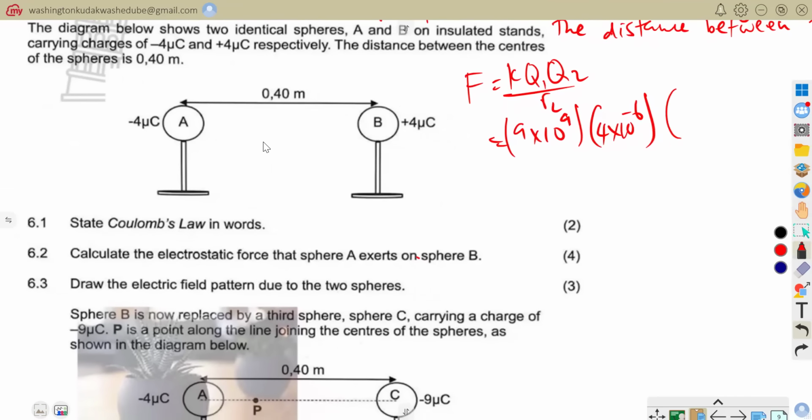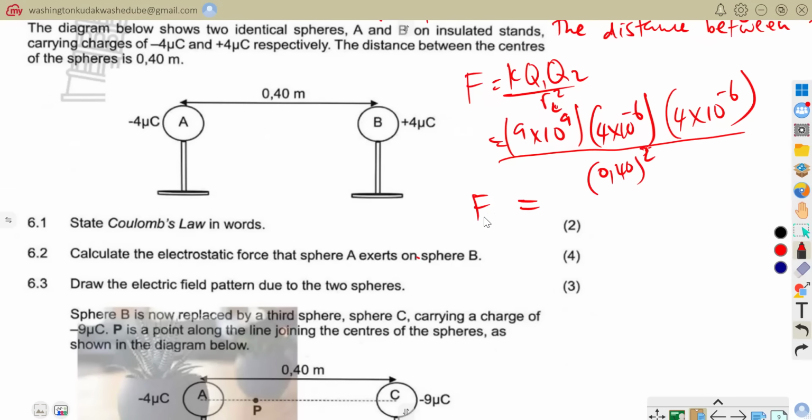We take the magnitude, we do not take the sign, and say 4 times 10 to the power minus 6. And then we divide by the distance in between them squared. Now the distance is 0.40 squared. What would become the electrostatic force that sphere A exerts on B? You would see that the force would become 0.9 newtons. That is what we are supposed to find using the information given in this equation.